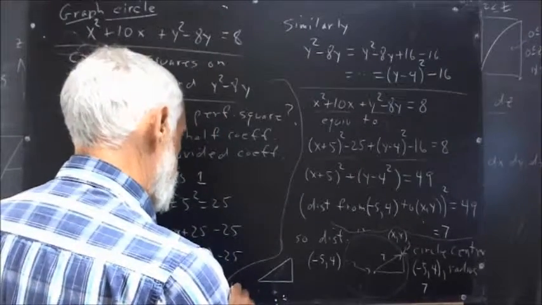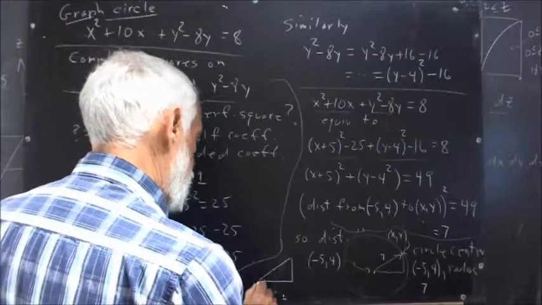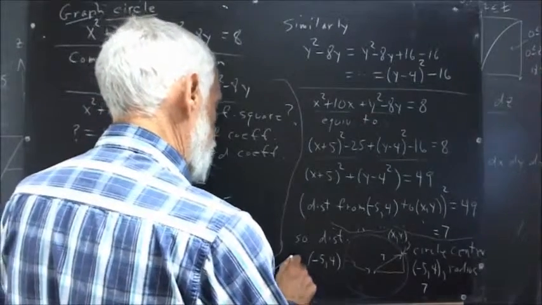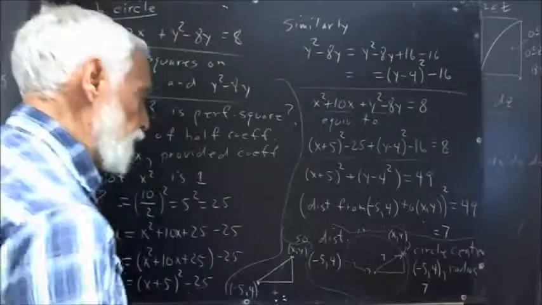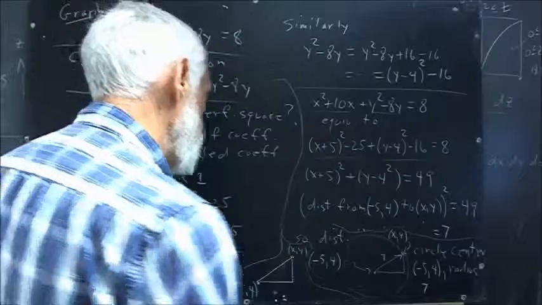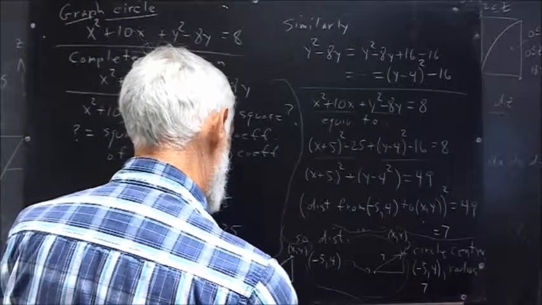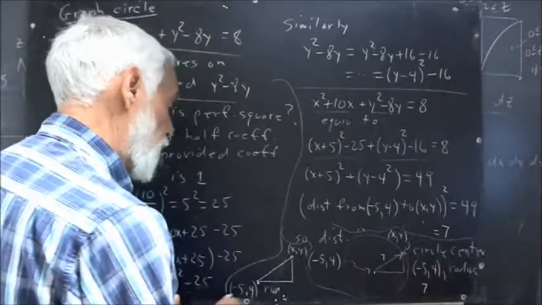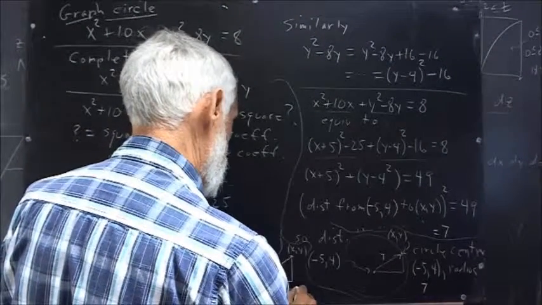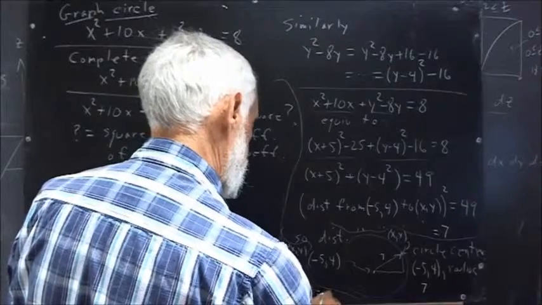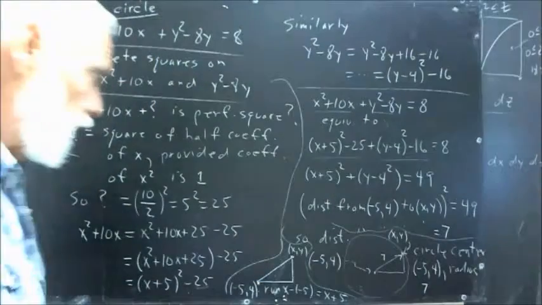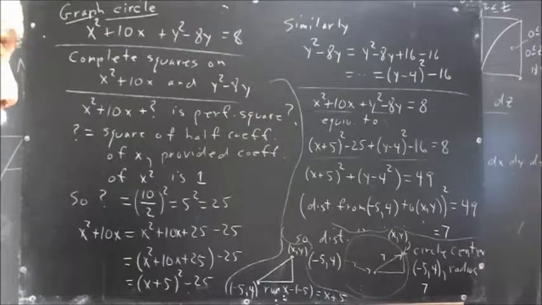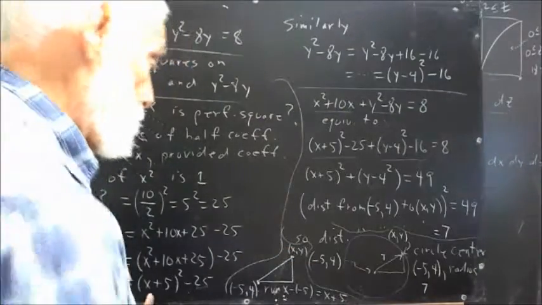Here's the point negative 5, 4. And here's the point xy. So the run is what? X minus negative 5. That's x plus 5. Things are getting a little jumbled down here, but let's deal with it. And the rise is y minus 4.